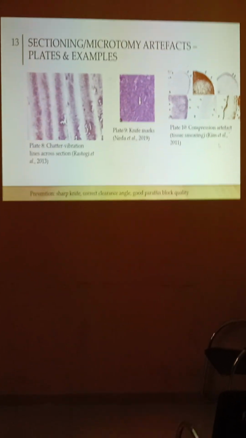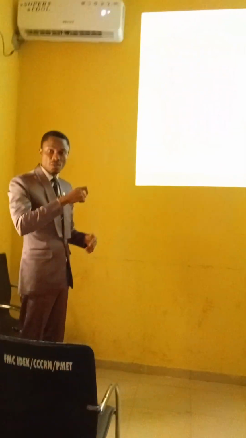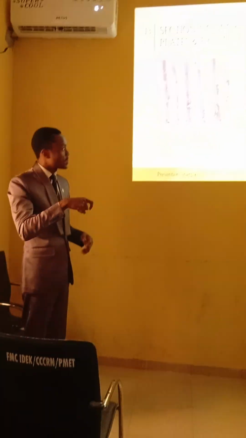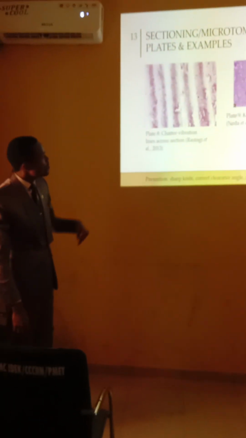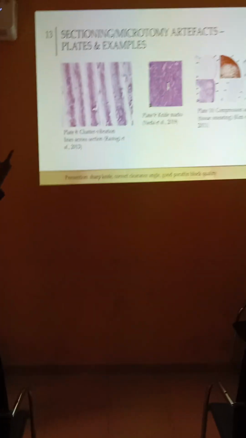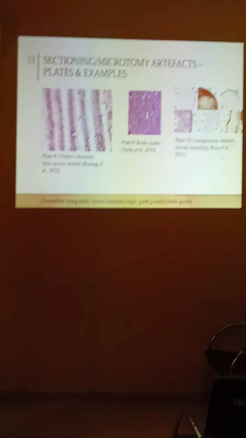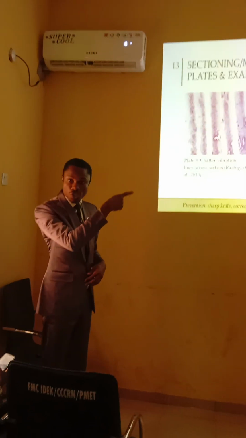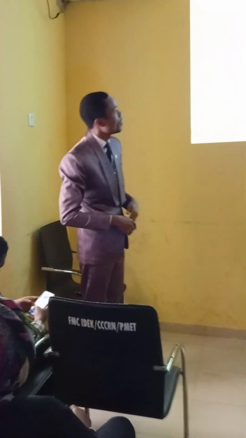So instead of bringing out the tissue plainly and very fine, you see the ridges because of maybe the dull blade that is used. Then the next one is the knife marks. You can see those sharp marks in the tissue. It's not any pathological condition. It's just due to that blade.